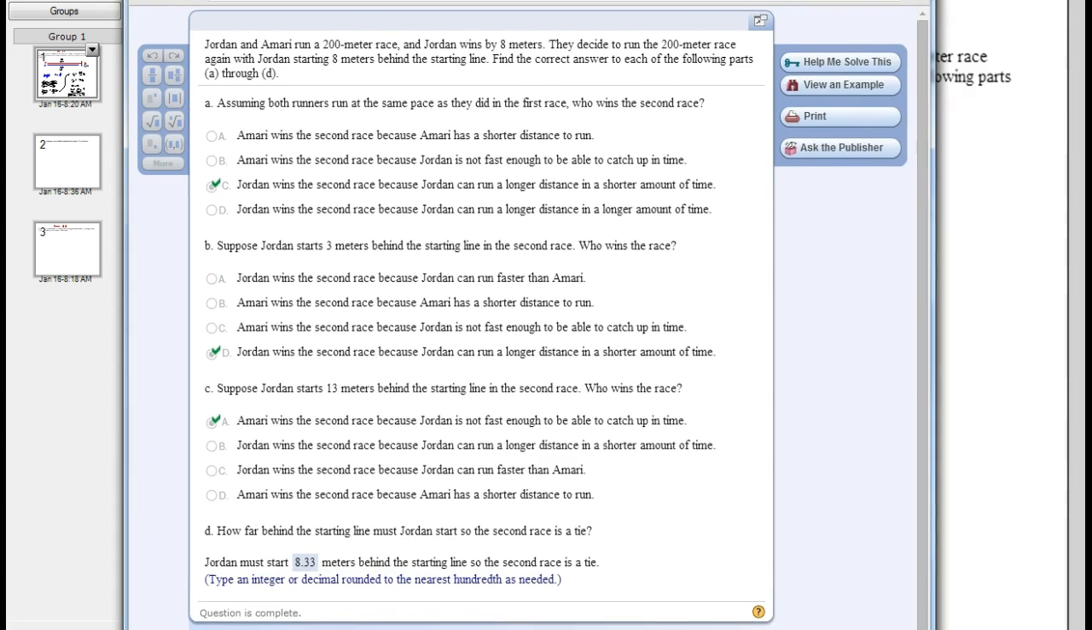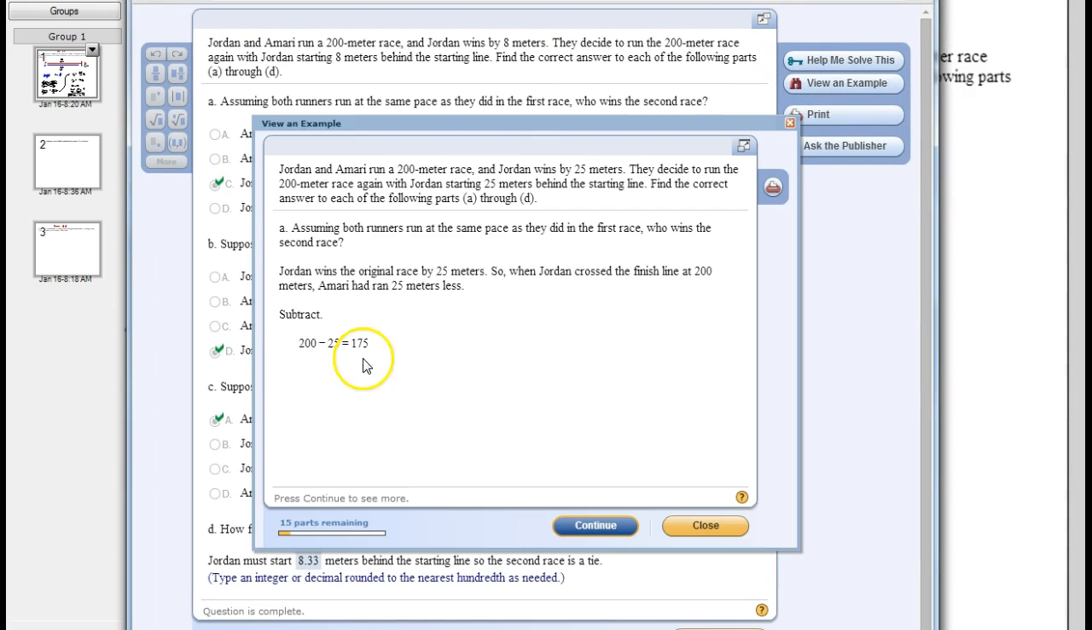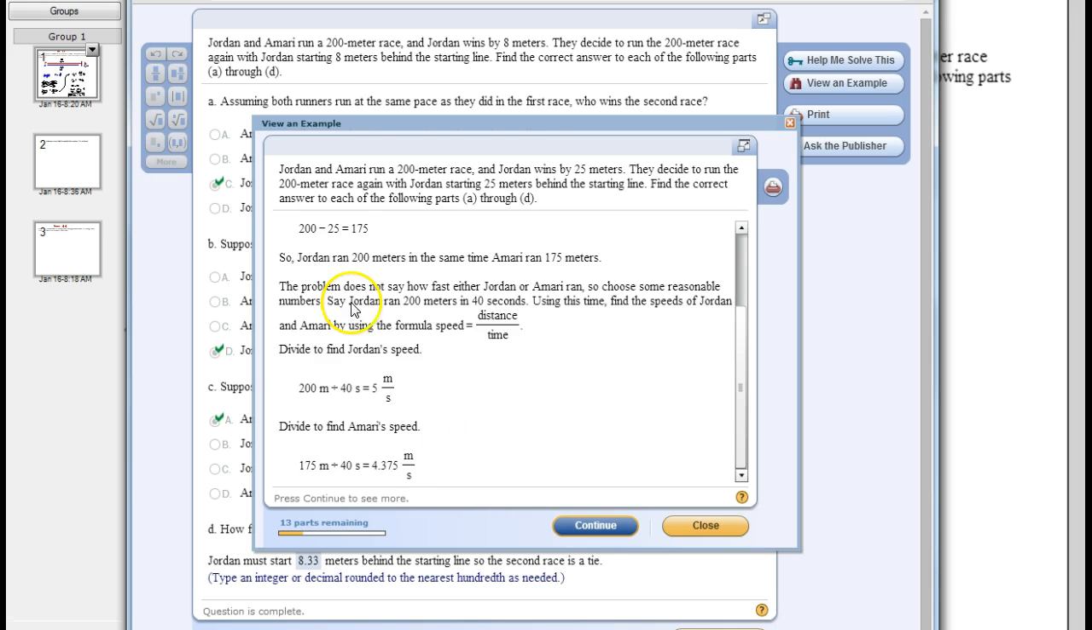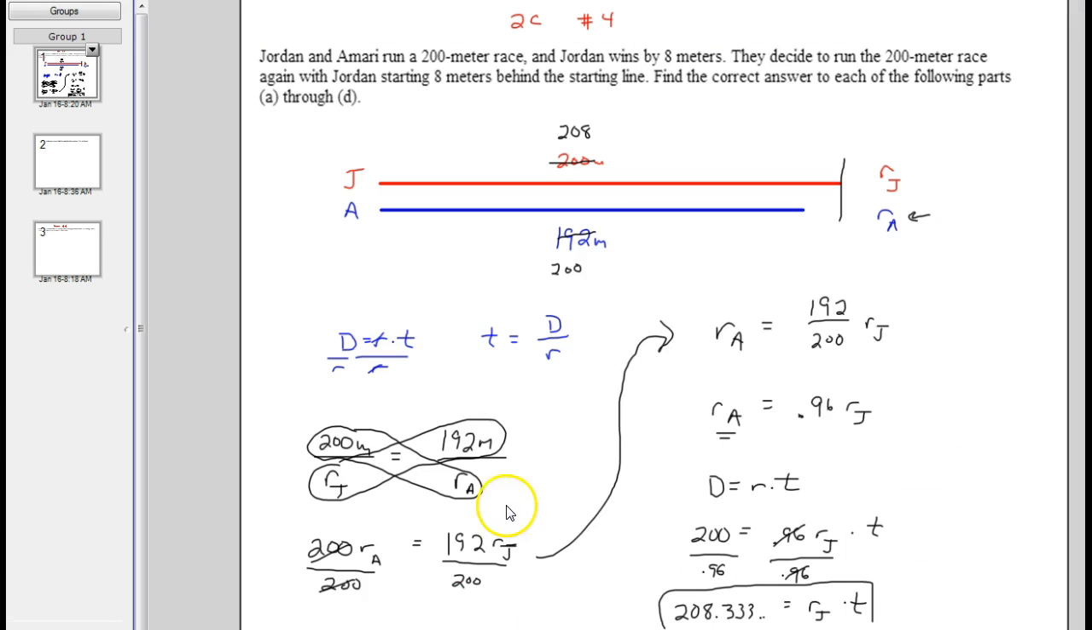It's not the way that the view an example would have you do it. The view an example has you just pick a random number out of the air. Say you ran it 40 seconds. I think it's easier in this case to work through it with a percentage. What percent of the speed that Jordan can Amari run, and then just work it out that way. It just kind of gets you that number that's needed for part D, but that number you need for part D can answer A, B, and C as well.